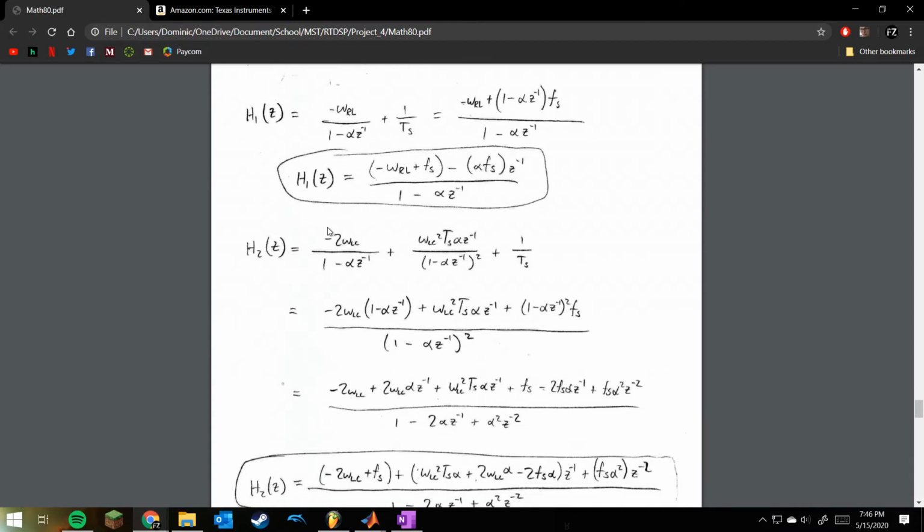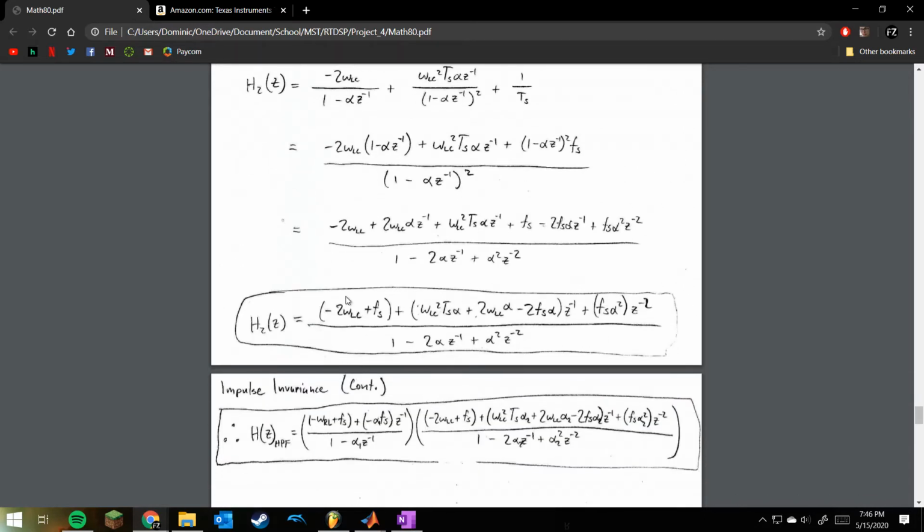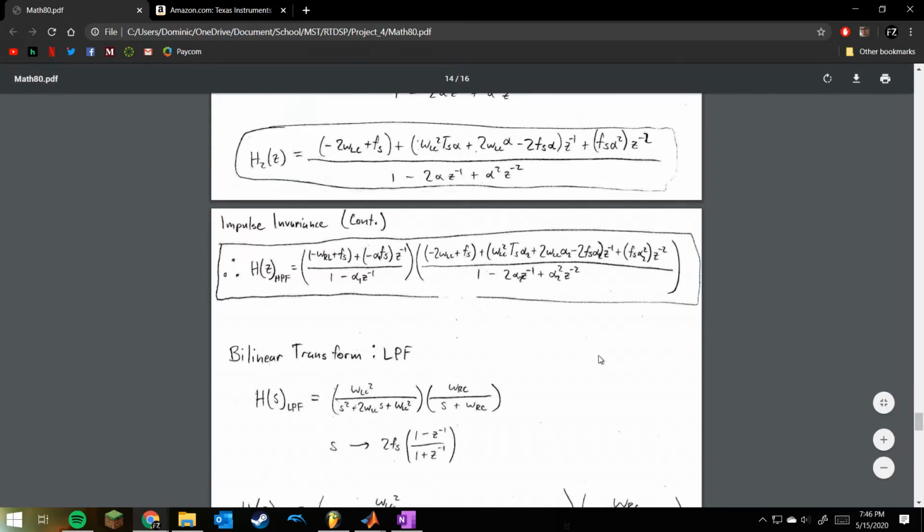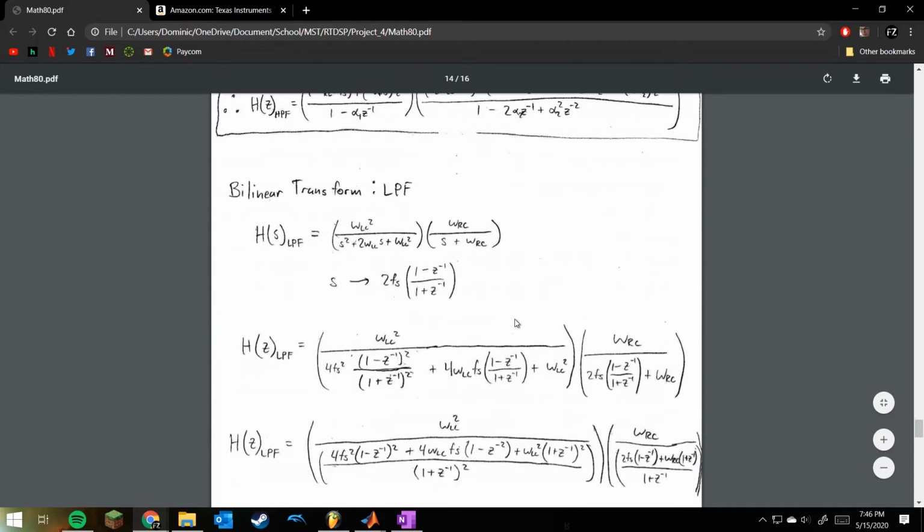I think I just had to multiply this by 1 minus alpha z inverse and this by 1 minus alpha z inverse quantity squared, and then just algebra it all together to get this. And then together they look like this. And so as you'll see in MATLAB, we'll just take the coefficients from this filter and just use the convolution to perform the necessary polynomial multiplication in order to get the full high-pass filter.